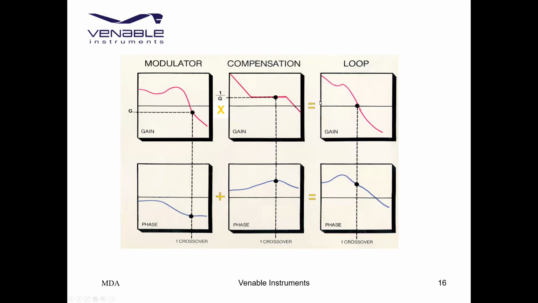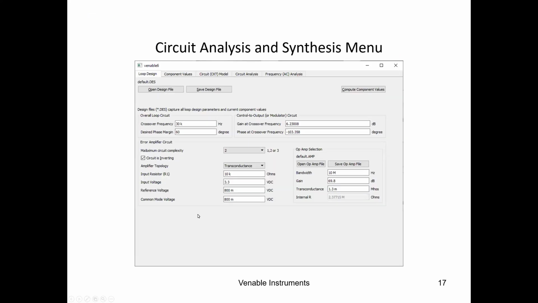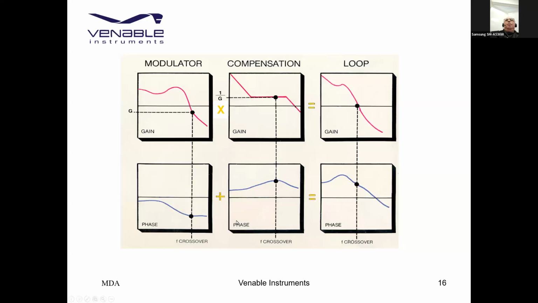We're taking these two gains, inverting the compensation to get a 0 dB crossover. The same with the phase at the crossover and the phase of the compensator, to give the phase margin that we're looking for.